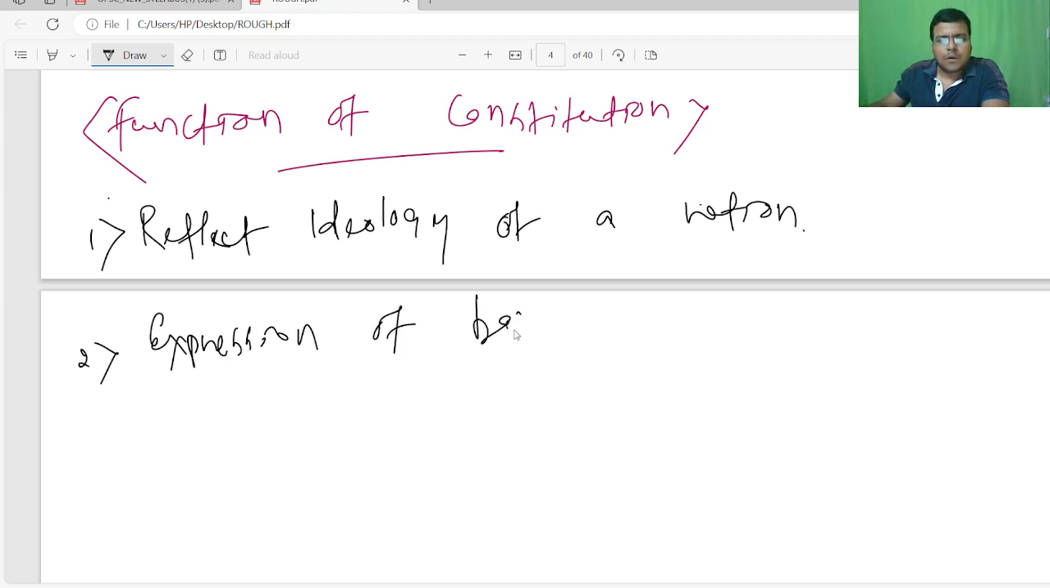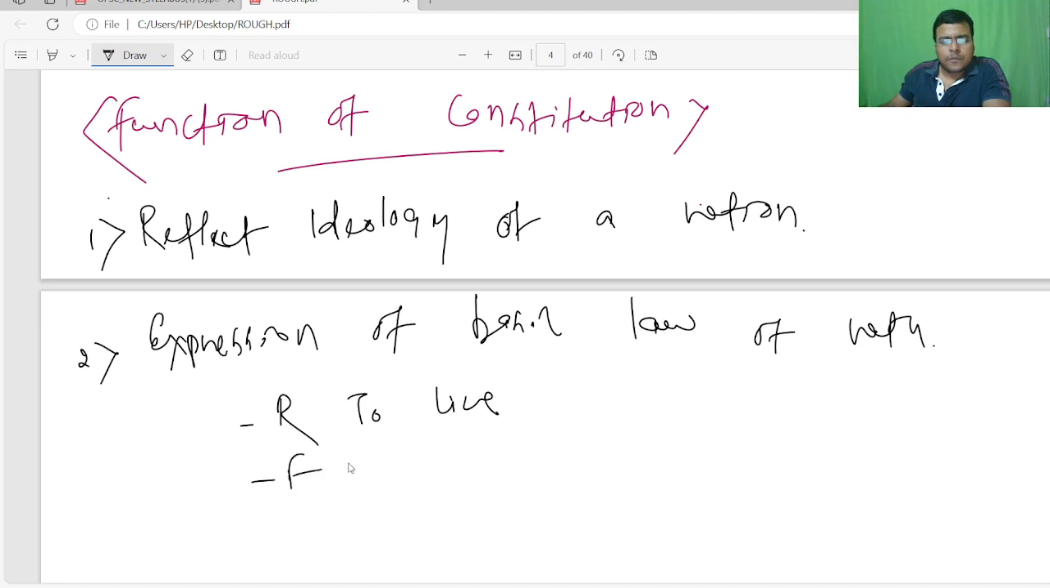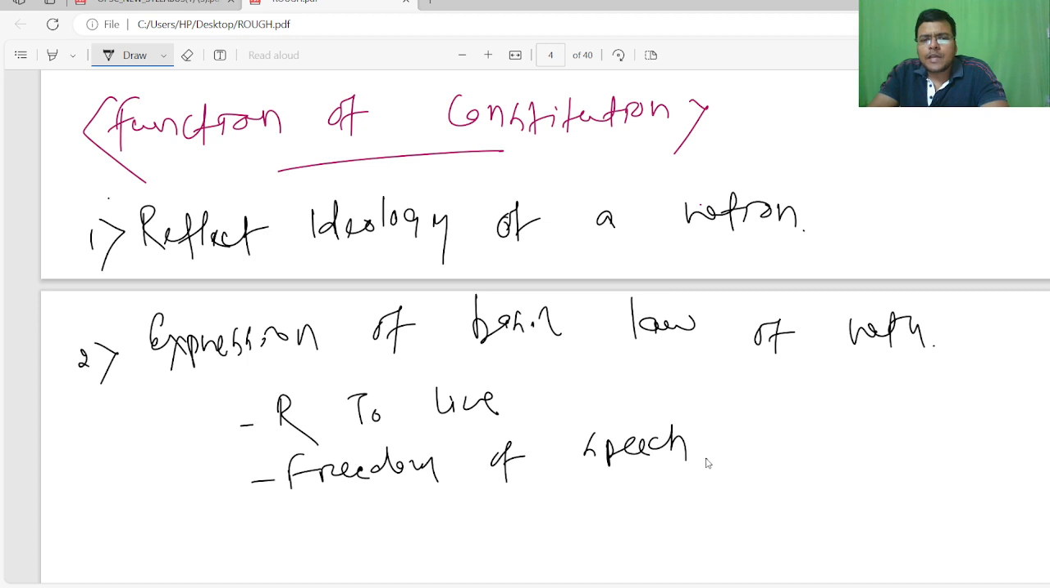Expression of basic law of the nation. Basic law, for example, in India, I can say right to life, freedom of speech. So you can say it is an expression of the basic law of the nation. Right to life and freedom of speech.